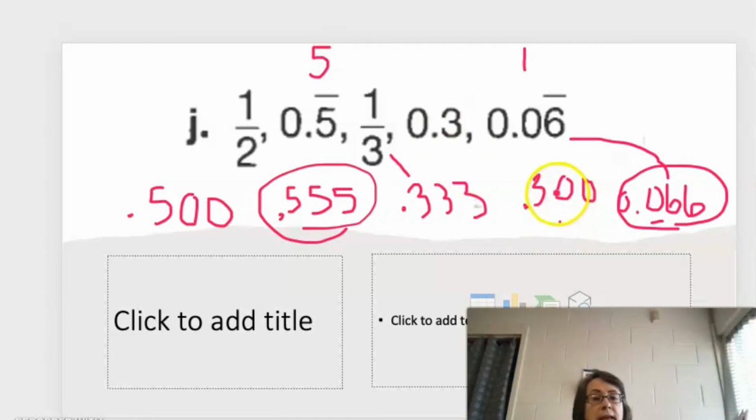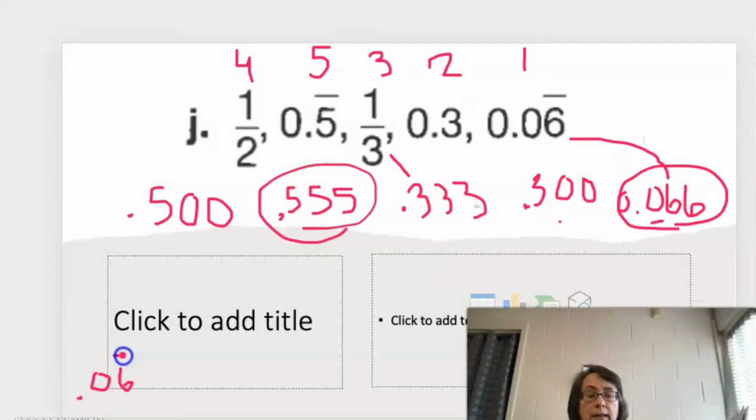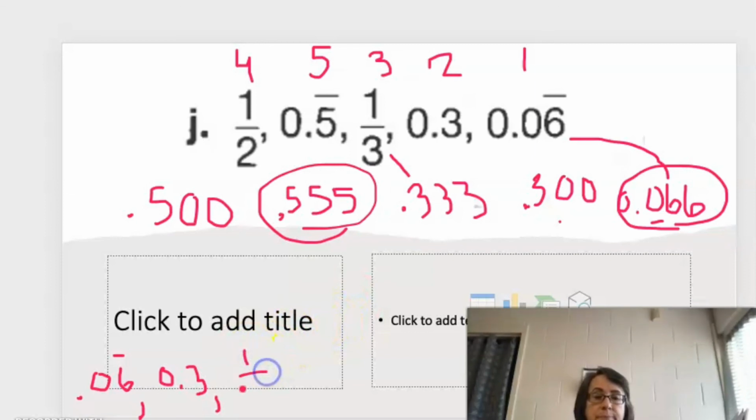Okay, and then going from this one, 0.3, that's going to be the next smallest from this one. So 0.30 is number 2. 0.333 is number 3. Number 4 is 0.500. And that gives me the order that I'm going to write them in. So I'm going to write them 0.06 repeating, comma, 0.3, comma, number 3 is 1/3, comma, 4 is 1/2, and 5 is 0.5 repeating.